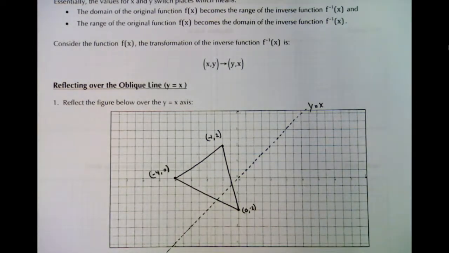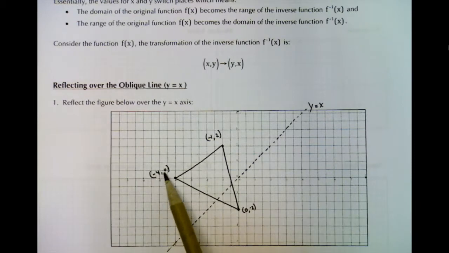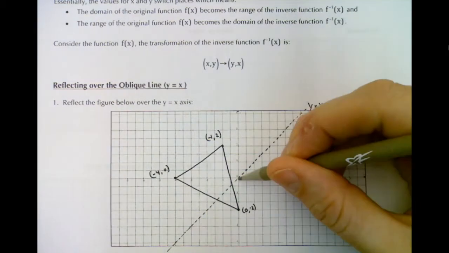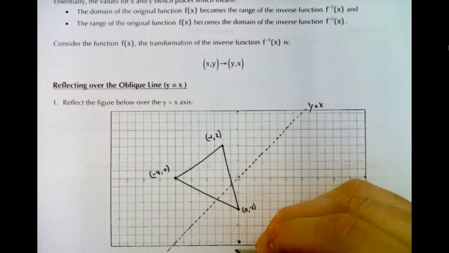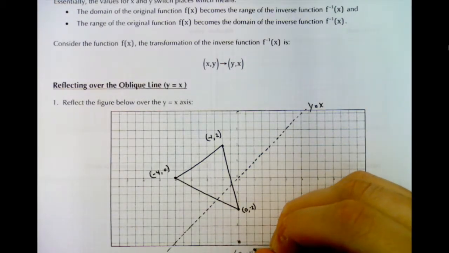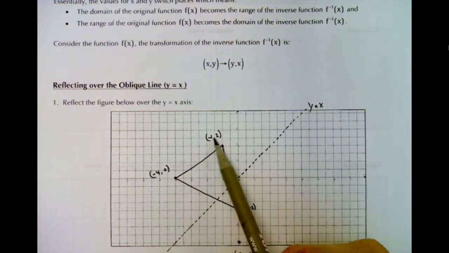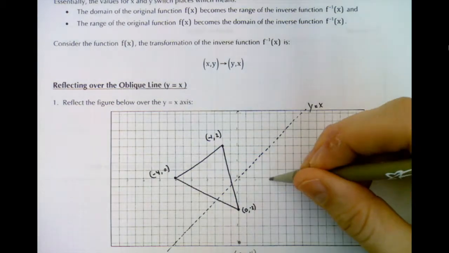So here we go. We're going to flip some coordinates. I need a different color here. Our first point is -4, 0. That would become 0, -4. We're flipping x and y. And -1, 2 would become 2, -1.